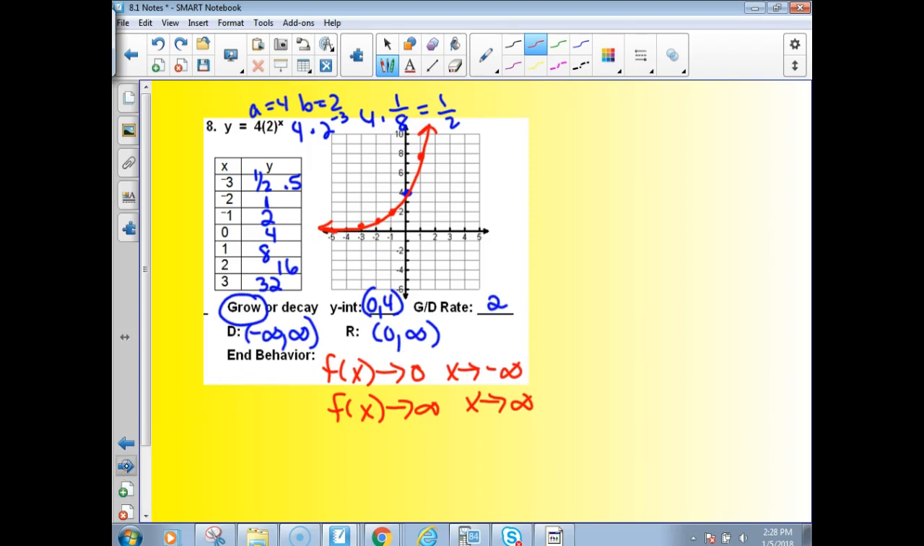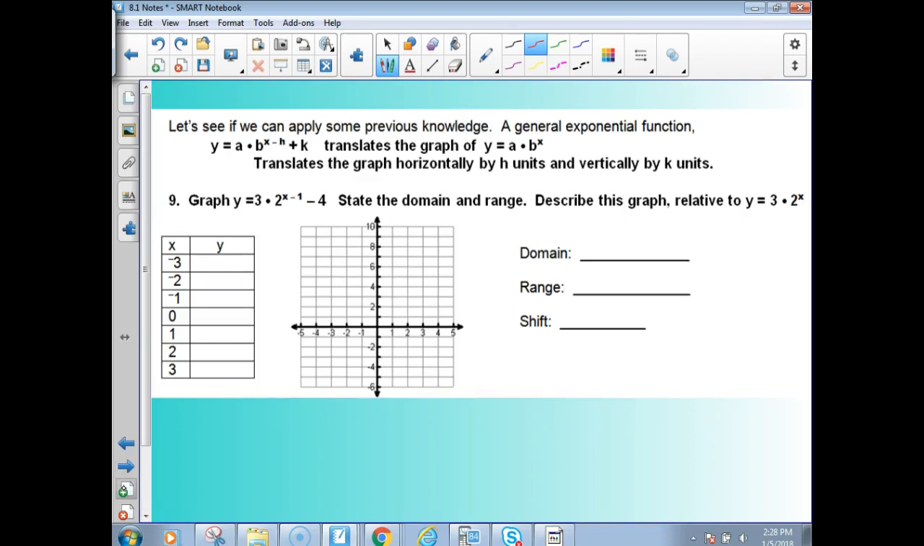Okay, now let's see if we can apply some previous knowledge. A general exponential function, y equals a times b to the x minus h plus k, translates the graph of y equals a times b to the x horizontally h units and vertically k units. Okay, so this graph would be the graph of this, except it has been shifted. Down 4 is one part.